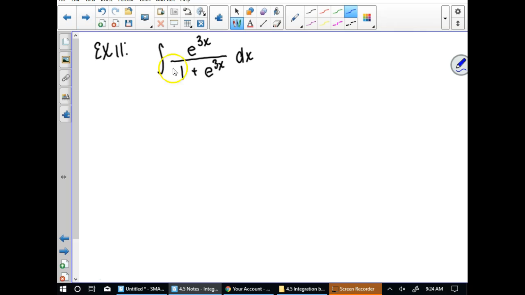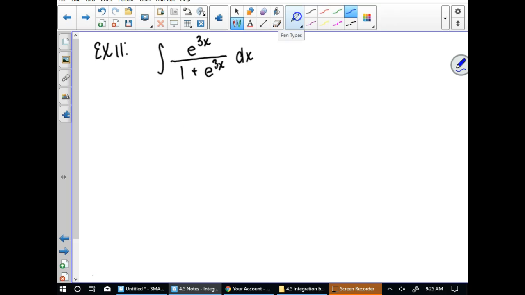Okay. All right, here's our last one. What's your u going to be on this one? It's not e to the x. Don't write it down, but if I did that, I'd have e to the u over 1 plus e to the u. Do you know how to integrate that? Can it be e to the 3x, because then you can add 1 plus 3?